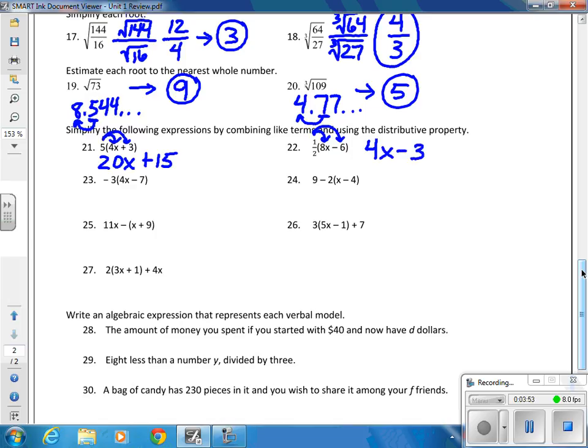When you go to number 23, you're distributing negative 3. So negative 3 times 4x is negative 12x. Remember, this is a negative 7. So negative 3 times negative 7 produces a positive 21.